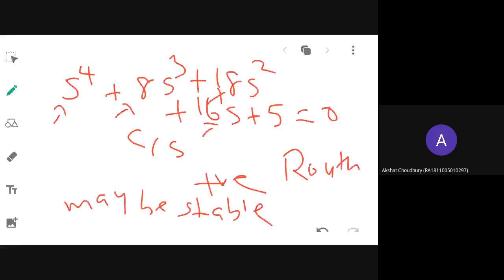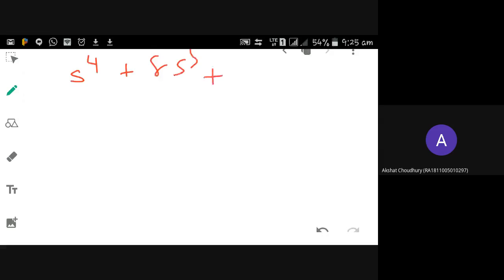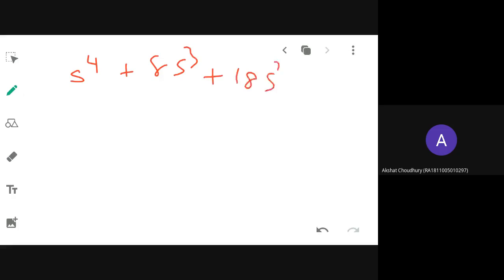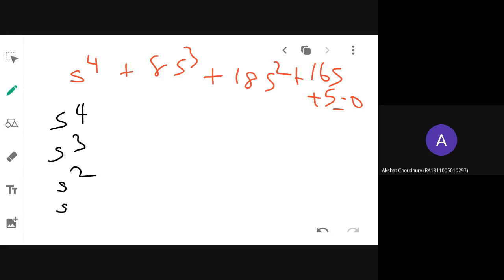You know the usual procedure to form the Routh array. How will you form it? The given polynomial again is s to the power 4, 8s cubed. I'm hoping all are taking this down. Write s to the power 4, s to the power 3, s to the power 2, s to the power 1, s to the power 0, like this. That is your first step.